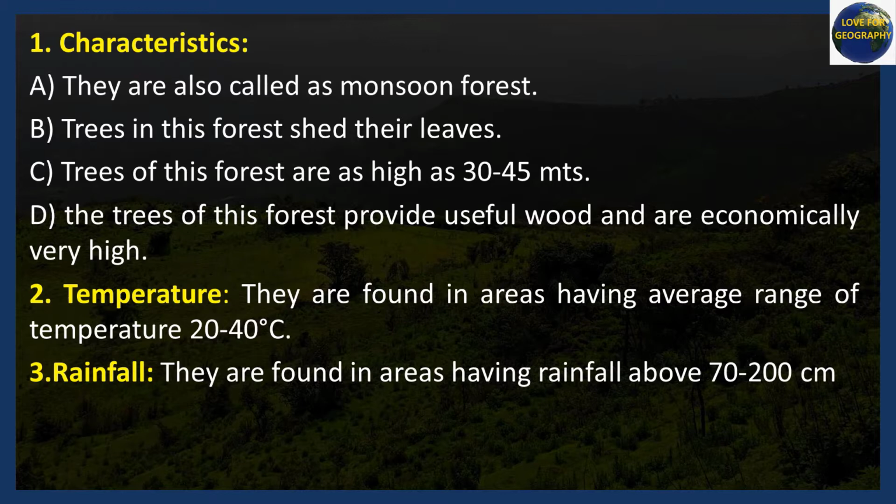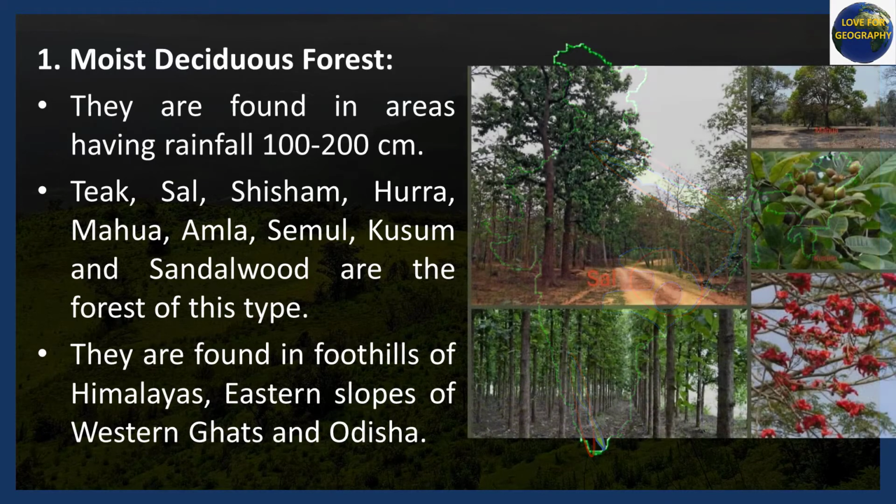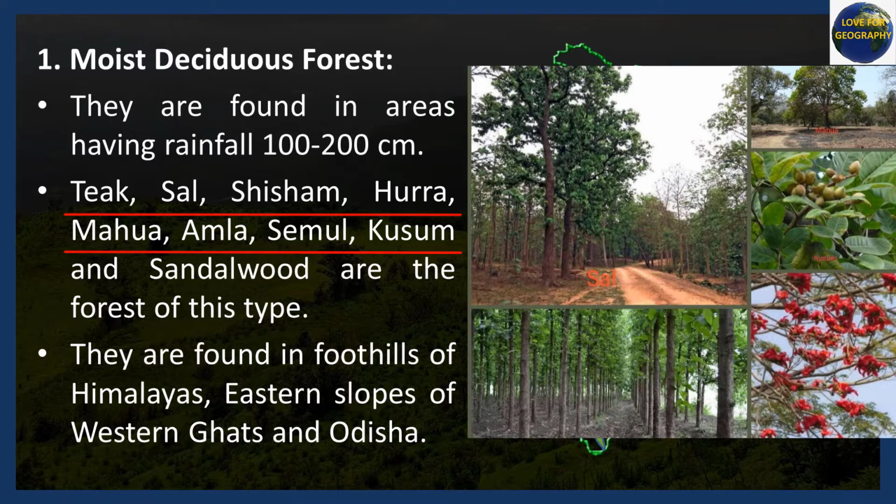On the basis of the availability of water, these forests are further divided into moist and dry deciduous. The moist deciduous forests are more pronounced in the regions which record rainfall between 100 to 200 centimeter. These forests are found in the northeastern states along the foothills of Himalayas, eastern slopes of Western Ghats and Orissa. Teak, Sal, Shisham, Hura, Mahua, Amla, Simul, Kusum and Sandalwood are the main trees of these forests.